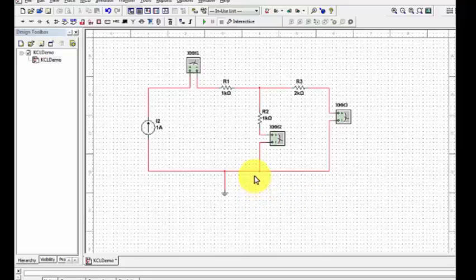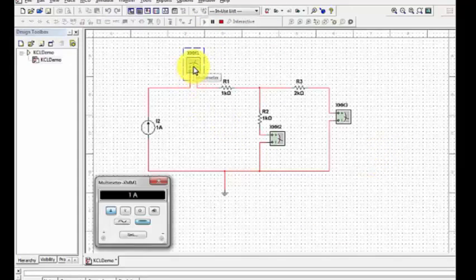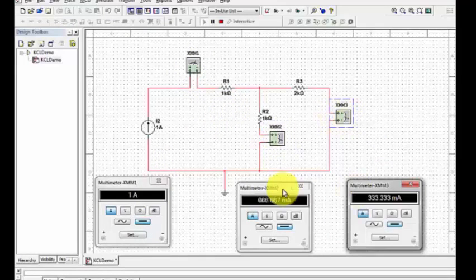So now let's run this circuit. Pay attention to this node. Let's see what will happen. Okay, now let's check the current value. Can you see here?